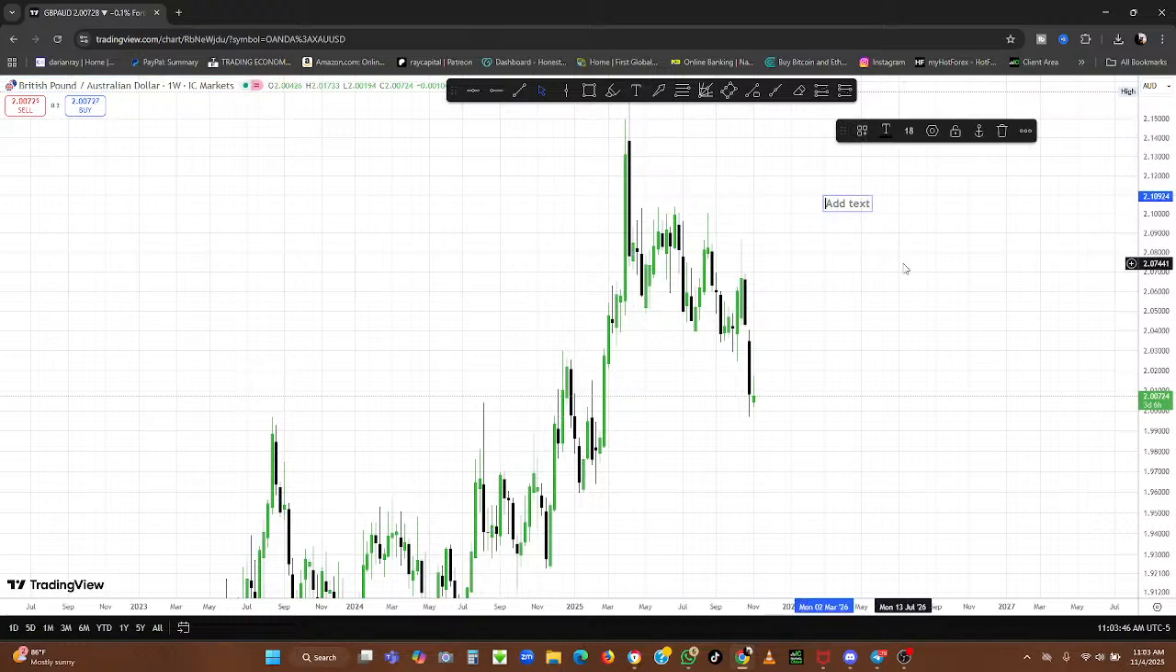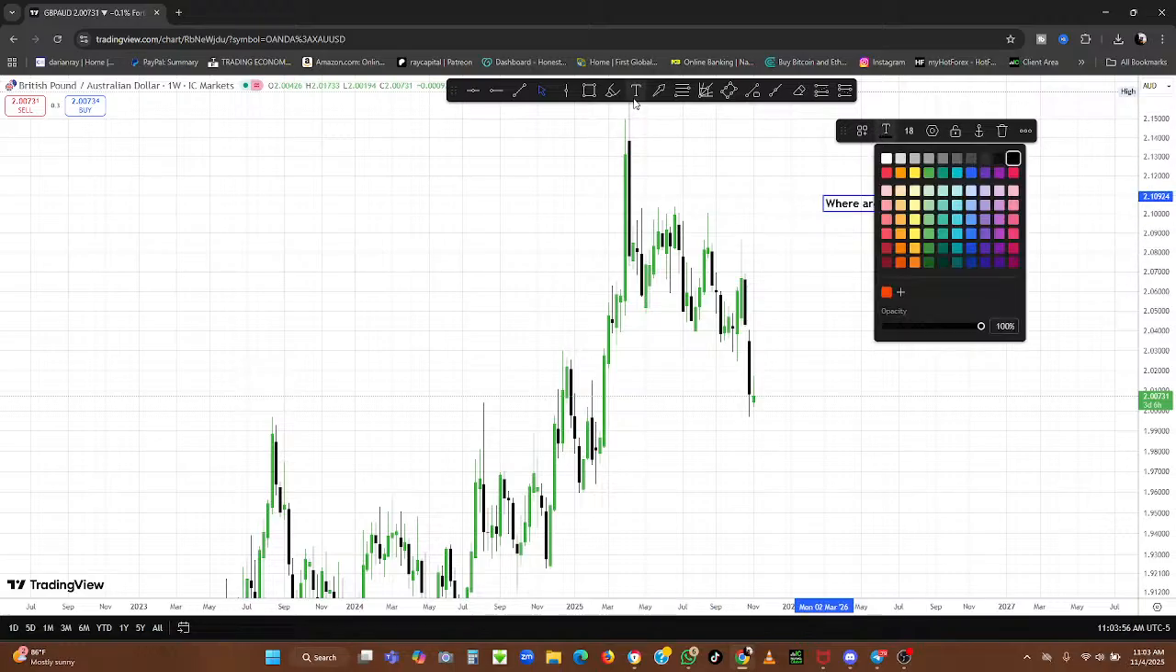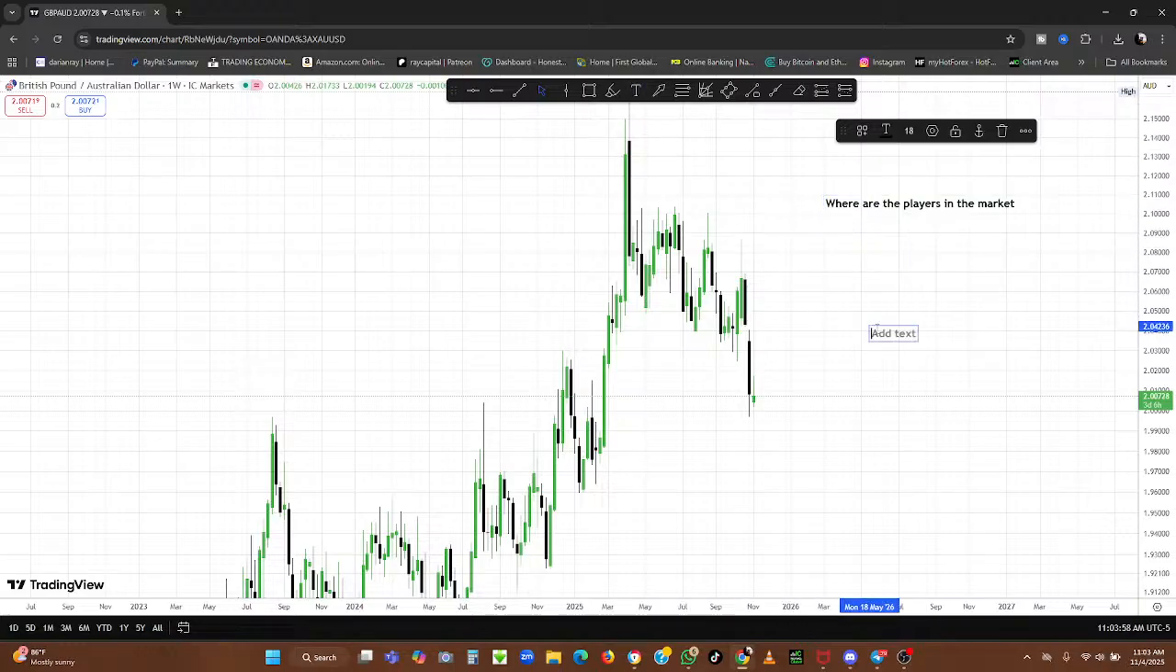So let's type it out. Where are the players in the market? You have two players. You have players that are making money, which are the SMT traders or smart money traders. And you have players that are losing money, which I was in that category for some years, retail traders. No, retail traders do in fact make money, but they don't make money in the real sense because eventually they end up blowing their account.